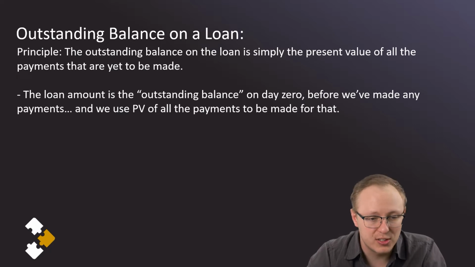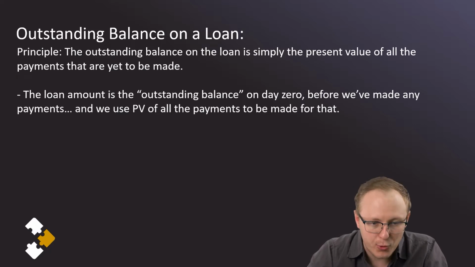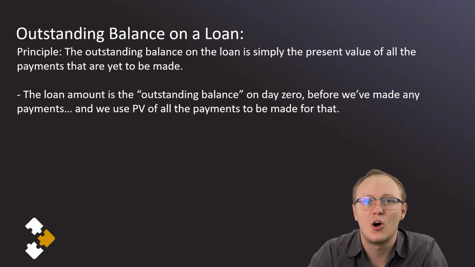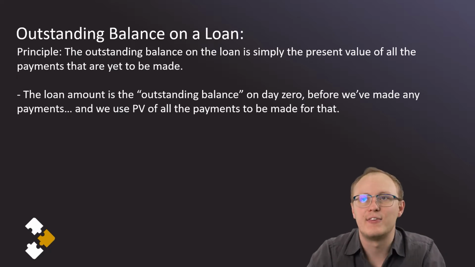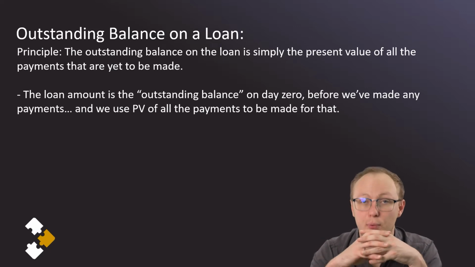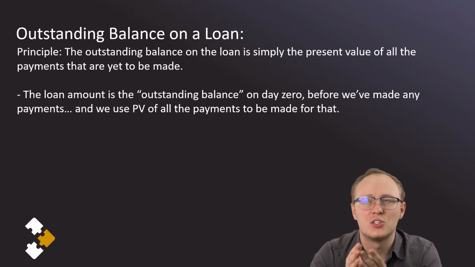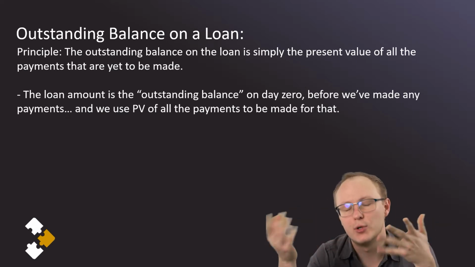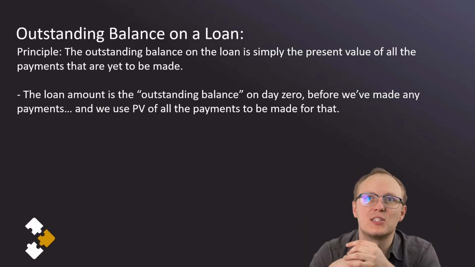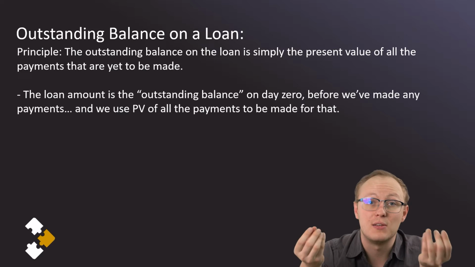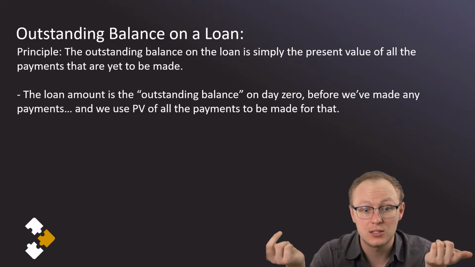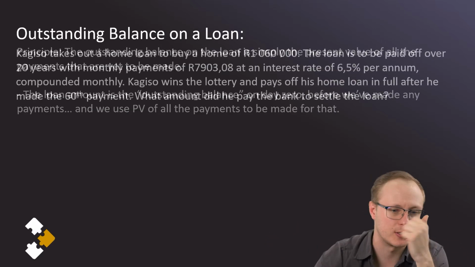Okay, so what this is just saying is that if we have a loan, on the day that we get it, the amount that we owe is the present value of all the payments you're still going to make. So if you want the outstanding balance at some point in the future, then that again is just going to be the present value of the payments yet to be made. Let's see how this works.